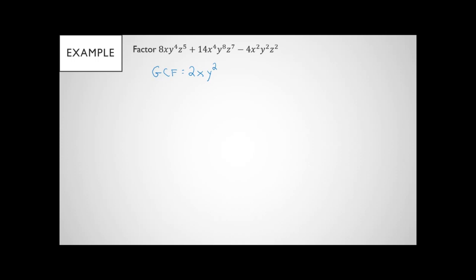And the same thing with the z. They all contain exponents. There's z in every term. So you pull out the one with the smallest exponent. So we have a 5, a 7, and a 2. So we're going to have the 2 in our greatest common factor.